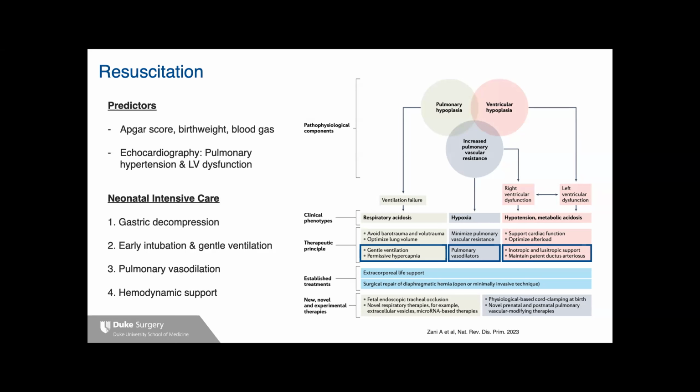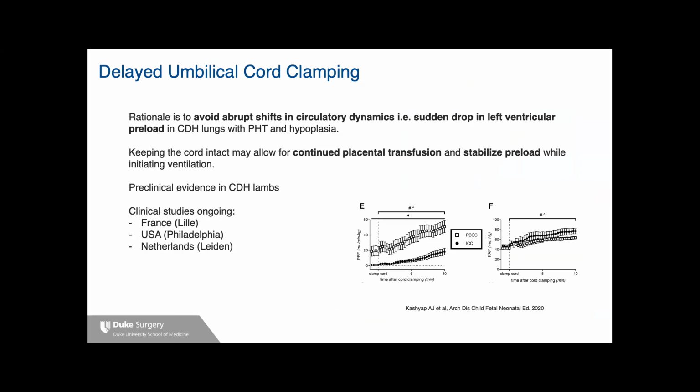And so I left those perinatal predictors of survival. So the APGAR score, which isn't used that routinely anymore, but it's still a clinical score that is used quite often. It correlates very well with survival, as well as birth weight and the first blood gas. But then the key thing is to obtain an echocardiography in those first 48 hours to evaluate for pulmonary hypertension and left ventricular dysfunction.